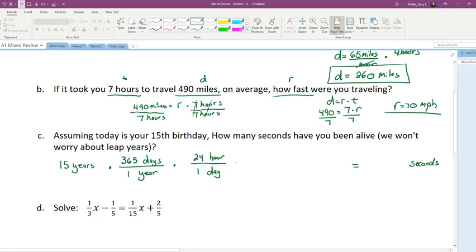And then I'm going to go from hours to minutes. So I know in 1 hour, there are 60 minutes. And then I'm going to go from minutes. So I want minutes to cancel, so they go in the bottom, and seconds. And I know that in 1 minute, there are 60 seconds.